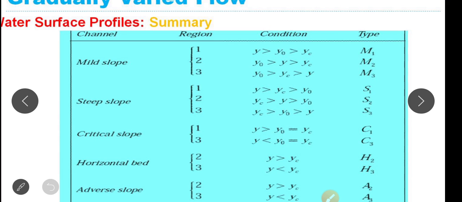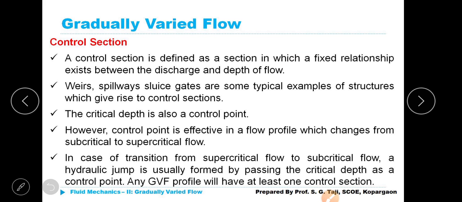In detail, along with the sketches, we have understood very clearly when mild slope exists and what the applications are. In a similar way, steep slope exists in 3 zones, and critical slope exists only in 2 zones, that is 1 and 3. Horizontal slope and adverse slope respectively exist in zone 2 and zone 3 because Yn becomes infinity in both these cases. Okay? Let us continue.